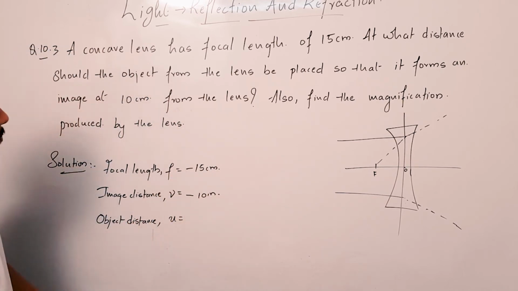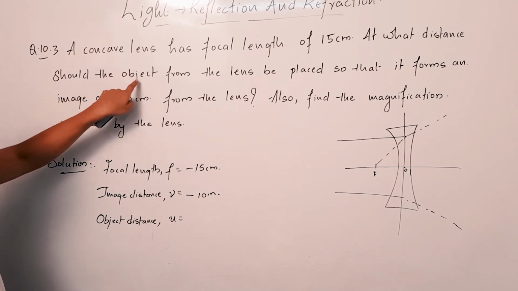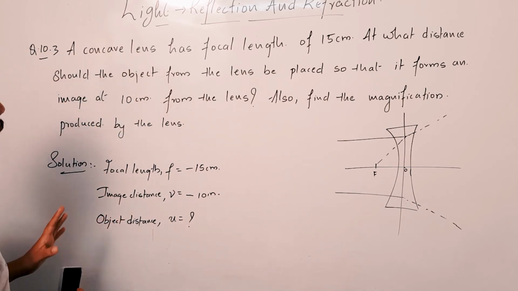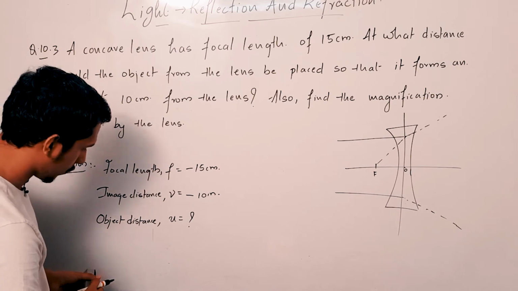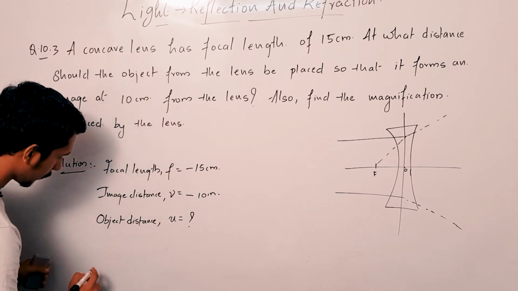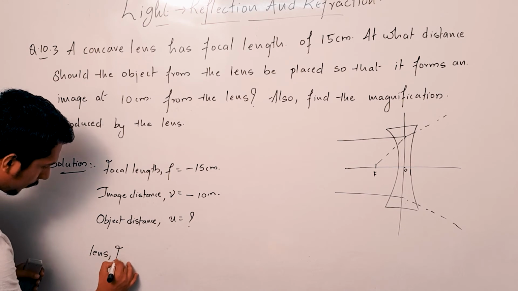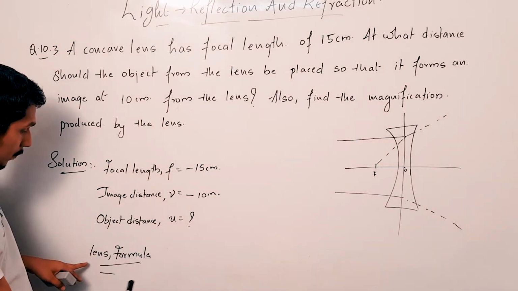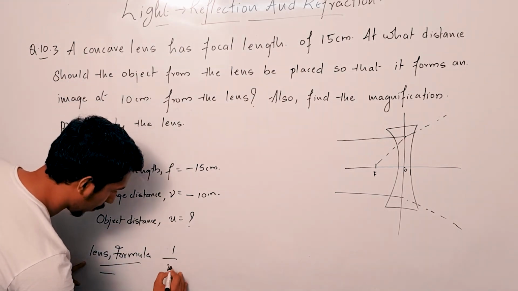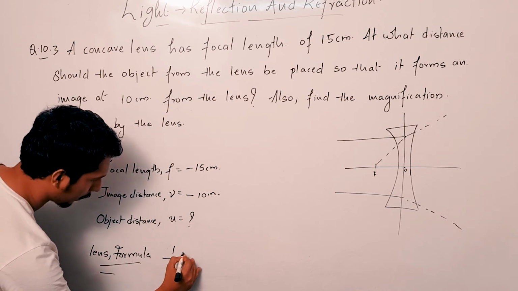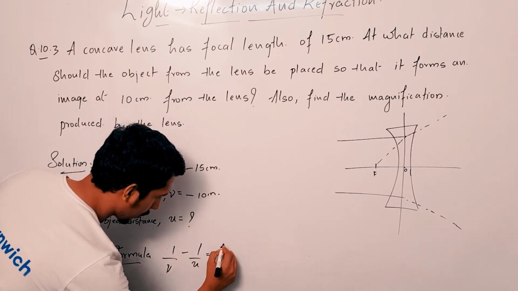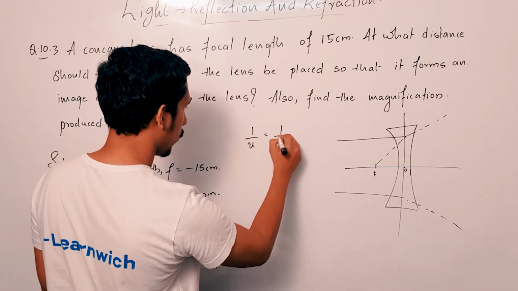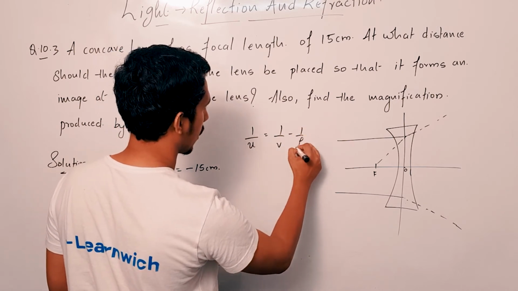Now you have to find the object distance. At what distance should the object be placed? Object distance I don't know, let it be there. Then find the magnification of the lens. Before we go, let's write the lens formula. This is how you approach questions for your exam also. You have to write everything that is given in the question. Lens formula is 1 by V minus 1 by U equal to 1 by F, or 1 by U is equal to 1 by V minus 1 by F.